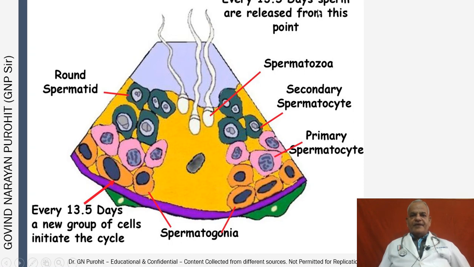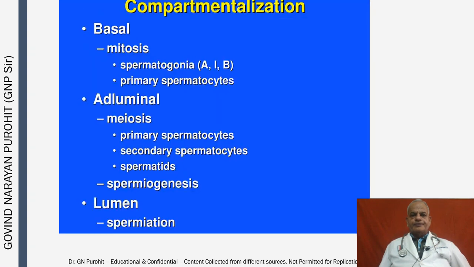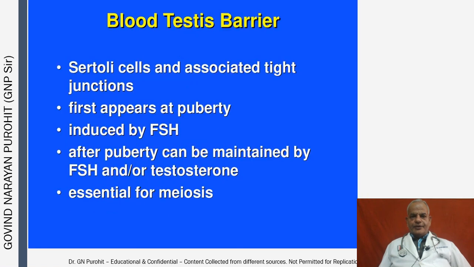So every 13.5 days sperm are released from this point. Then there is a coordination of stages which forms the waves. Some portion of the seminiferous tubules is always releasing sperm. Then there is compartmentalization. The mitosis, spermatogonia A1B primary spermatocytes occur in the basal compartment, and meiosis, the formation of primary spermatocytes, secondary spermatocytes, and spermatids, and spermiogenesis occurs in the adluminal area, whereas the spermiation occurs in the lumen.